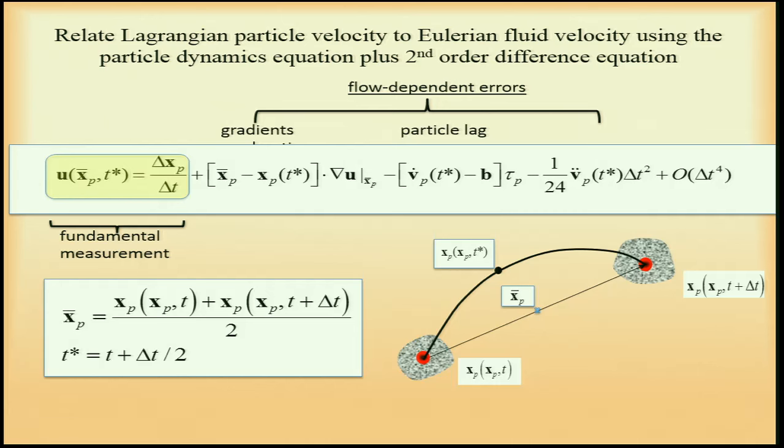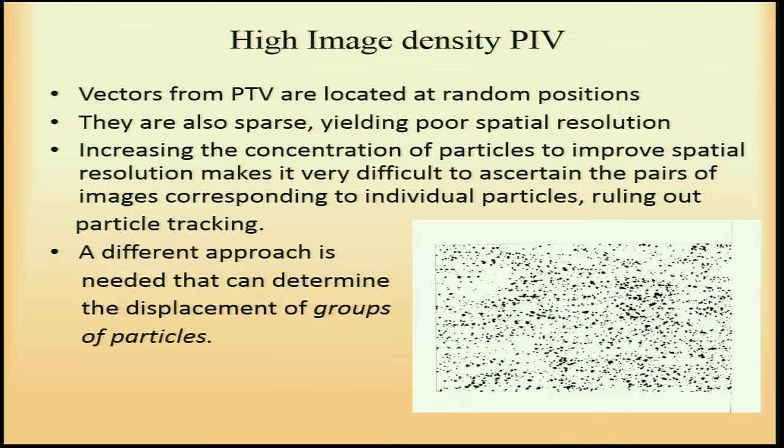And then, of course, these terms now are higher order, and we normally don't think about them. But you always have to bear in mind that it is particles we're looking at, not fluid. And in certain flows, you have to take that into account, i.e. highly accelerating flows or flows with high gradients. So the problems of random location and sparsity of the vectors can be solved by increasing the concentration of particles. And instead of tracking individuals, you track groups of particles.